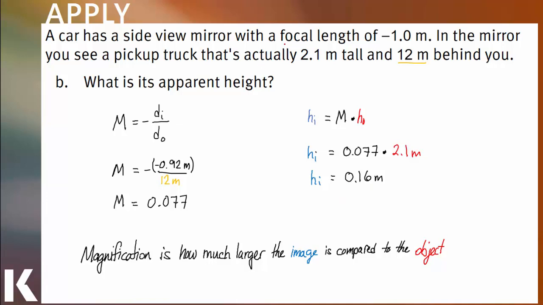And this shouldn't be a surprise, because if we look at the focal length here, we have a negative value. Therefore, this mirror will be a diverging mirror. And recall from previous videos, diverging mirrors always produce SUVs, smaller, upright, and virtual images.